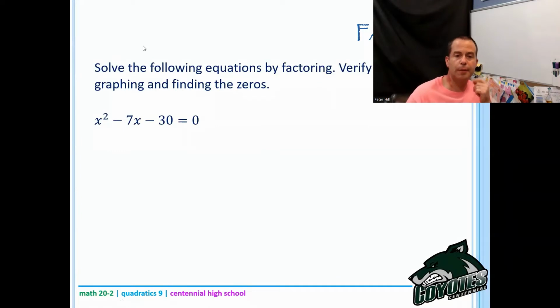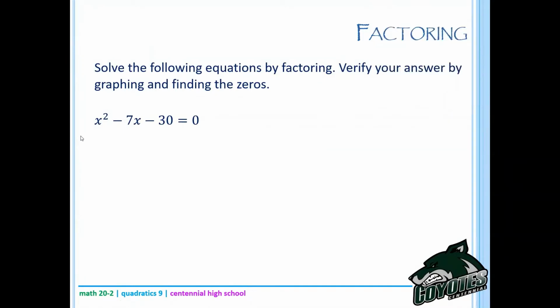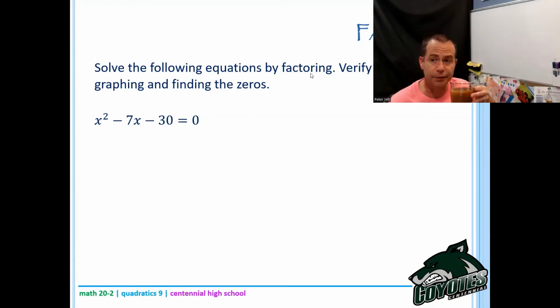Okay, so here we go. I'm just going to hide my face while I read the question. Solve the following equations by factoring. Verify your answer by graphing and finding the zeros. And that's what we did yesterday in our work. Okay, so here is the first example. x squared minus 7x minus 30.